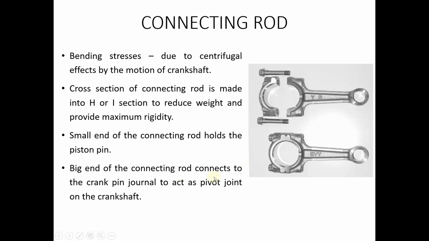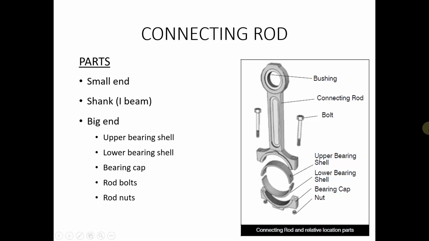Now the big end of the connecting rod connects to the crank pin journal. We call it the crank pin journal, the projections of the crankshaft where we attach the big end of the connecting rod. So we can see the different parts of the connecting rod here. In the smaller end, we have a small bushing through which we insert the piston pin, and the piston pin goes through the piston bushing and pivots the piston.